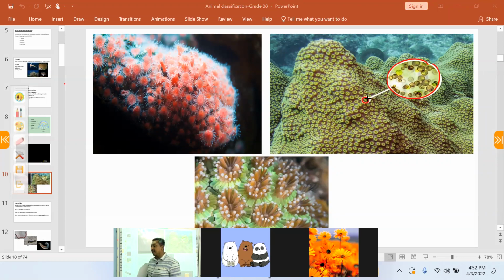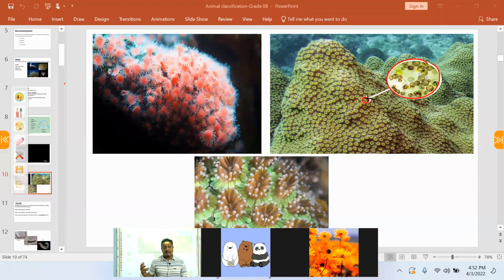They produce a chemical substance. When that chemical substance is mixed with seawater, calcium carbonate, coral reefs are formed. So they have an economical value because the coral reefs are very useful. Coral reefs provide a habitat for the fish. Coral reefs increase the natural beauty in the sea.